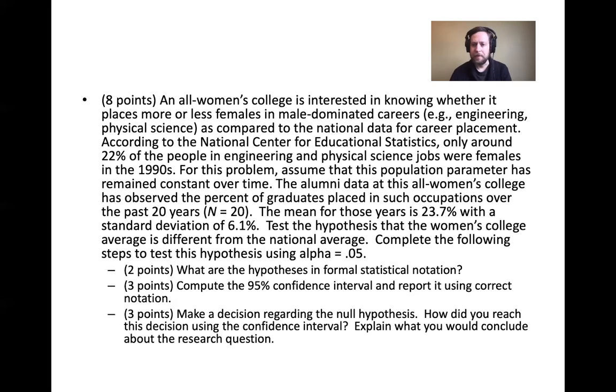And also please note that they do not give us a population standard deviation. So they give us this 22%, which represents the population mean, but also please notice that there's no population standard deviation given here, which is why we're going to have to use T.